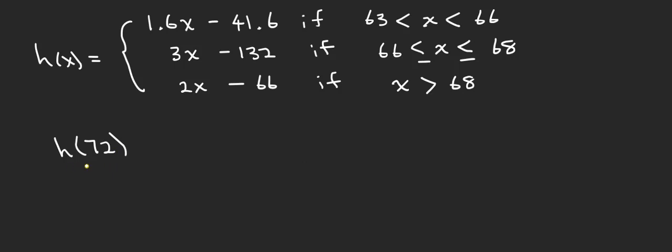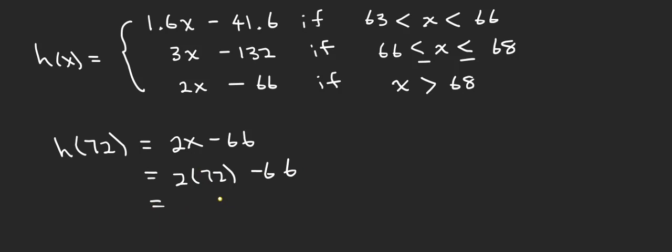What if they want you to evaluate h of 72? Let's look at the domain. Where does 72 belong? It belongs right here. 72 is greater than 68, so we have to use the third piece, which is going to be 2 times 72 minus 66, which is 144 minus 66, and it's going to be 78. So h of 72 is 78.